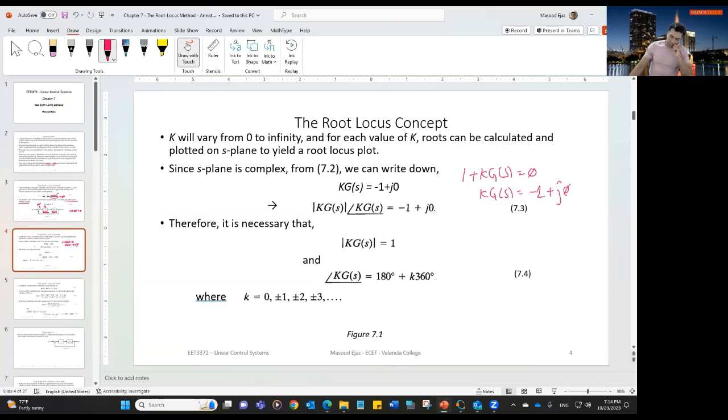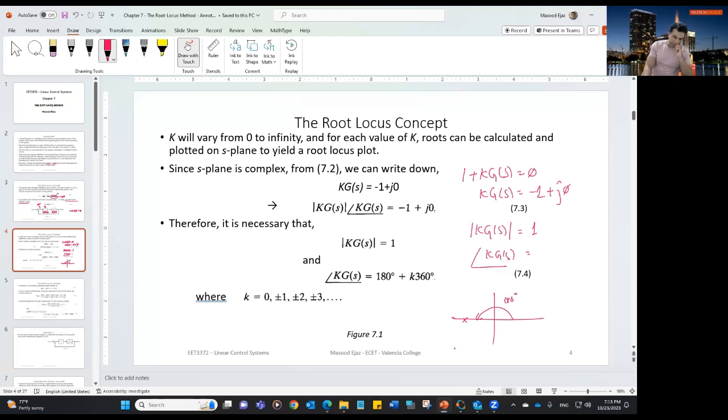Now, since we have a complex number, we have the magnitude and we have the phase. So the magnitude is going to be what? The magnitude of KGS is simply 1. And the phase of KGS, remember, it's a negative number. That means it lies on the negative real axis anywhere. That is 180 degrees.